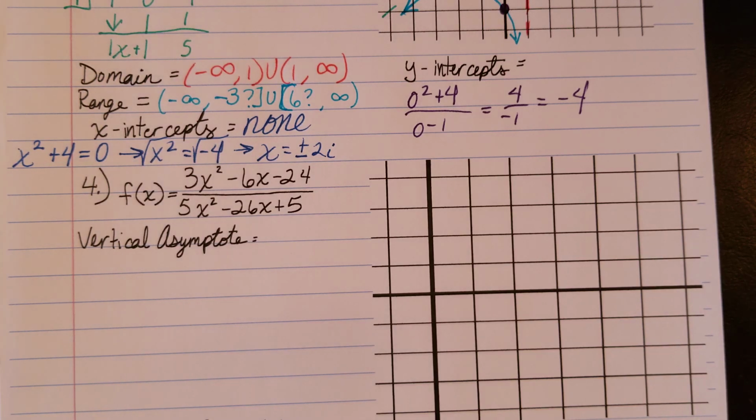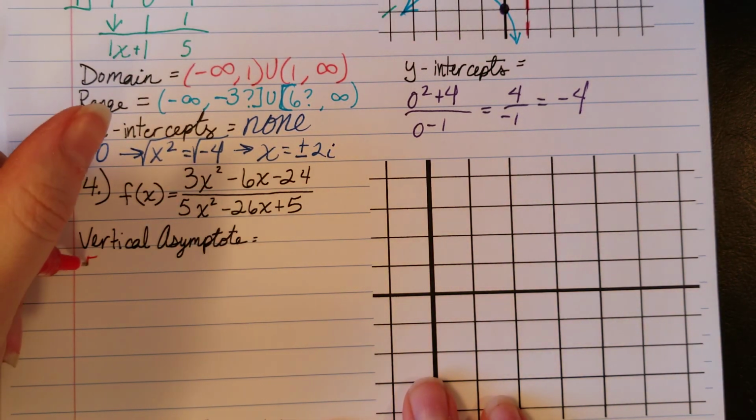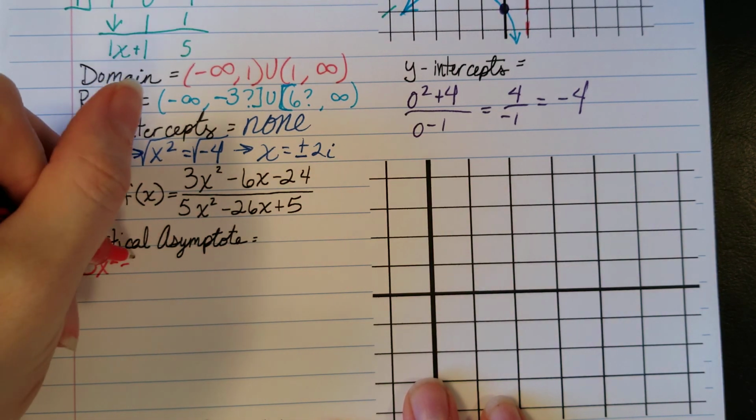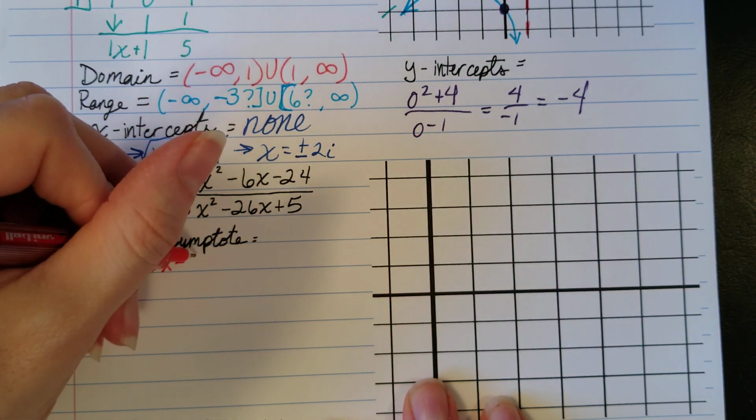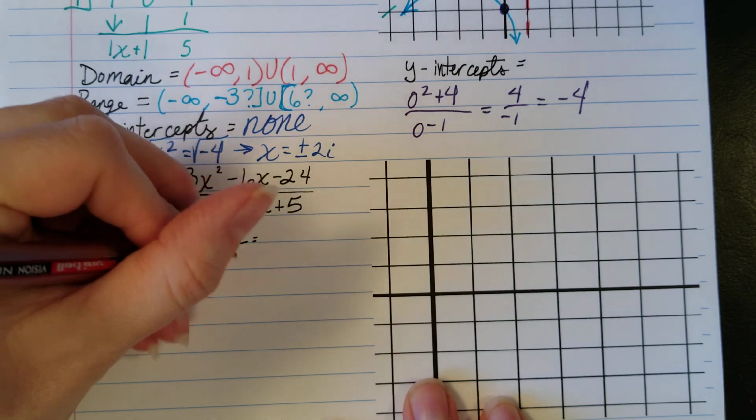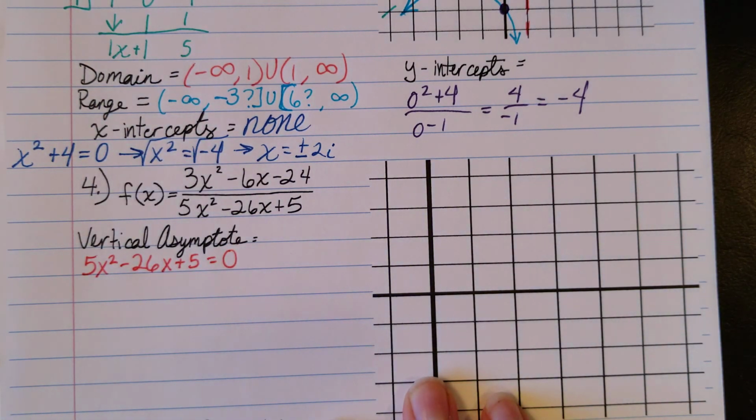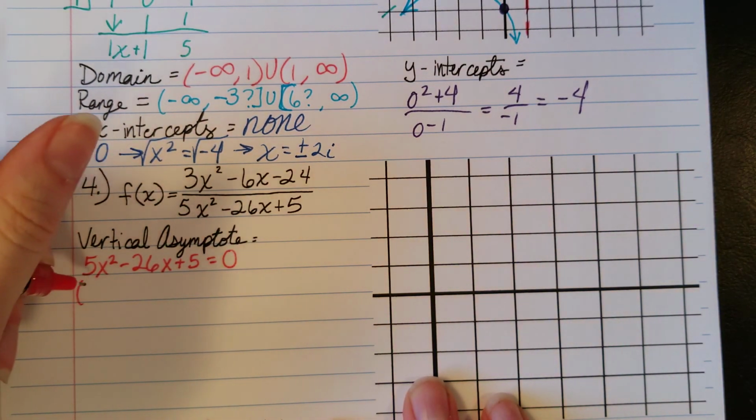Alrighty. Number 4. Okay, hopefully I can get through this problem before the video cuts me off. I think I can. Okay. So to find the vertical asymptote, we set the denominator equal to 0. And in this case, that's going to require factoring. But I think this won't be too hard to factor.